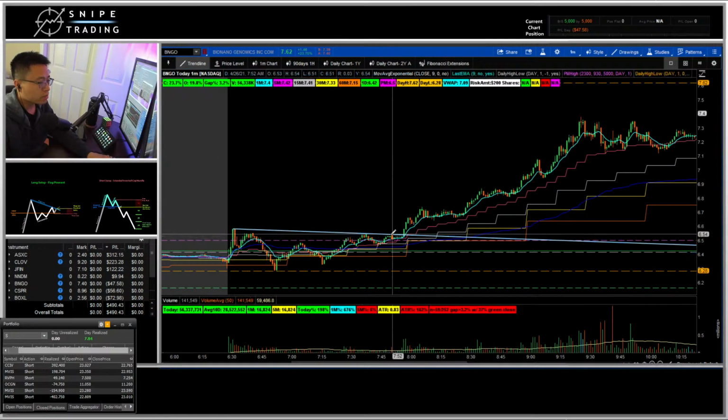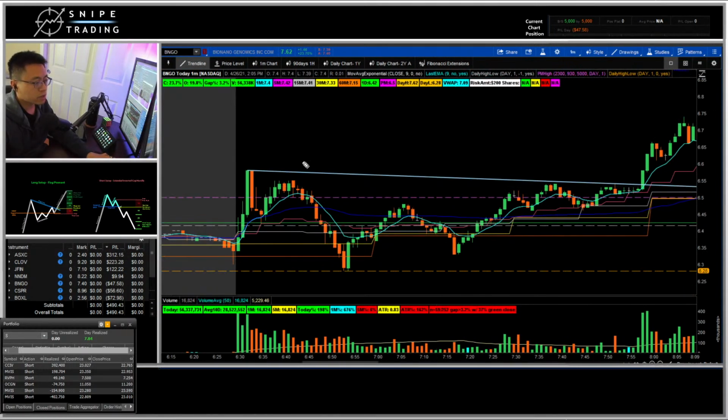Right here. So this was a cup and handle. You can see it's a cup and then a handle. And prior resistance became support, and it was holding VWAP, and you can see it's creating lower highs. So I went ahead and took that long there.